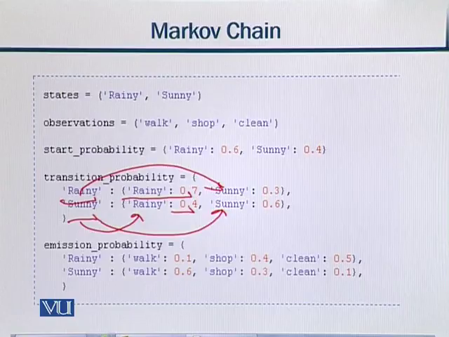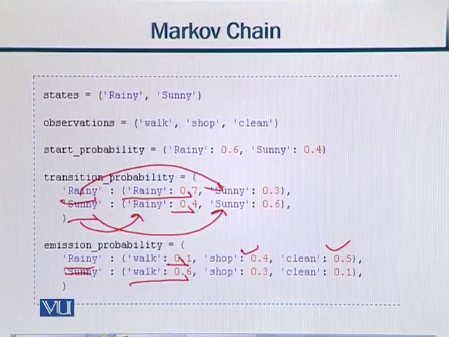Then we have emission probabilities. Transition probabilities were changes in the states, whereas emission probabilities mean what is being emitted from a state. For example, with two states, rainy and sunny, the emission probability of rainy is that he will walk, and there are very few chances of that when it is raining: he will walk just 0.1 of the time. He will go shopping 0.4 of the time and clean 0.5. So the highest emission probability is for cleaning. And when it is sunny, the highest probability is that he will walk, which is 0.6.